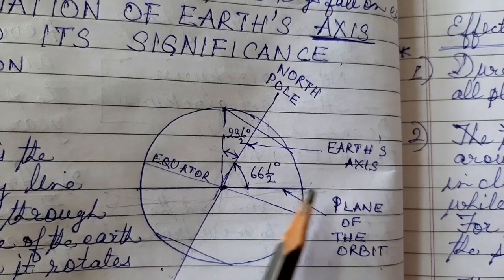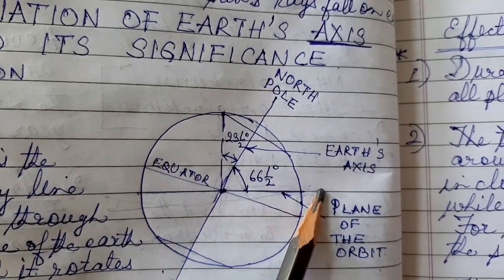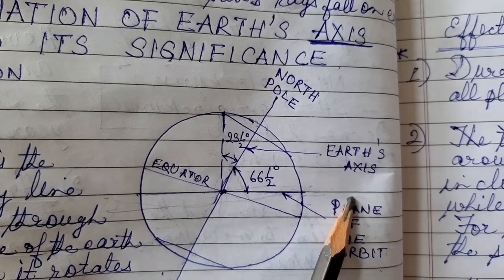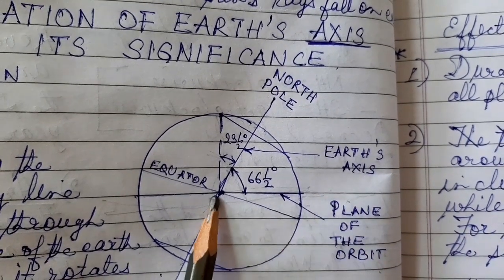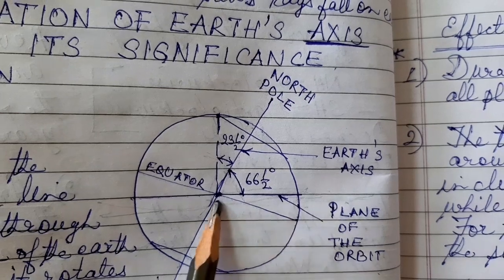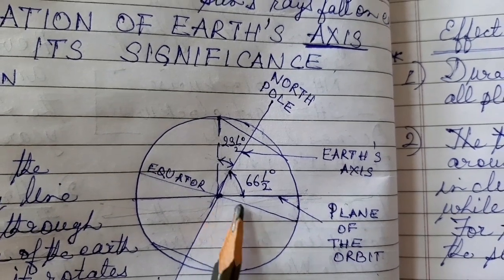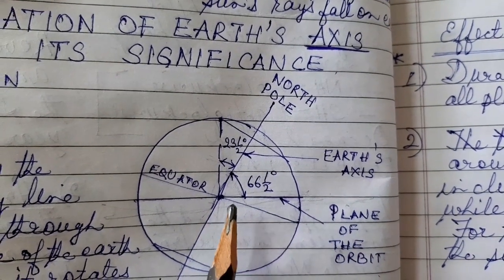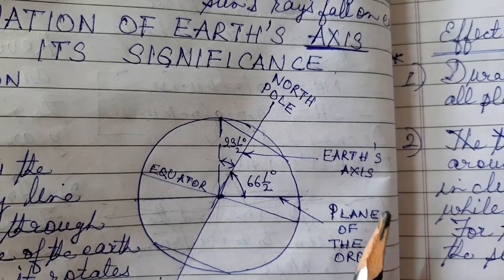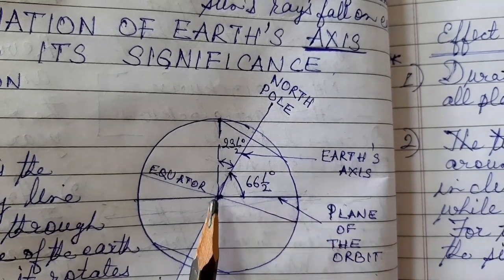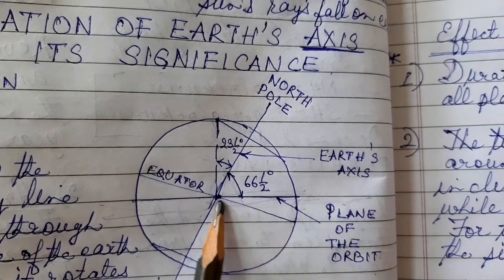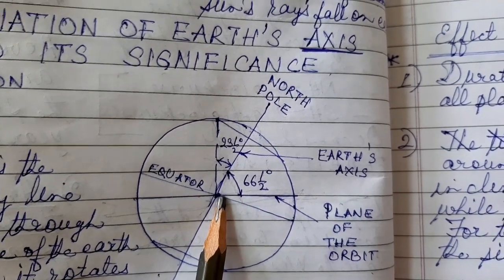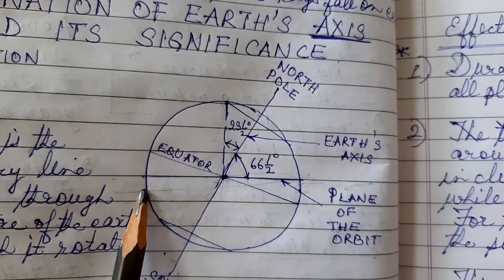Now you can see this line here. This line is passing through the center of the sun as well as the earth, as well as the earth's orbit. This is called the plane of the orbit. The path that the earth takes around the sun, that is the orbit. And this is the plane of the orbit. It passes through the center of the sun as well as the center of the earth.